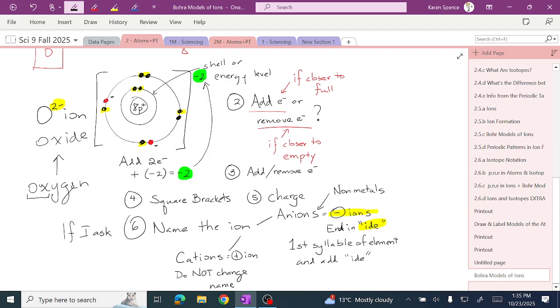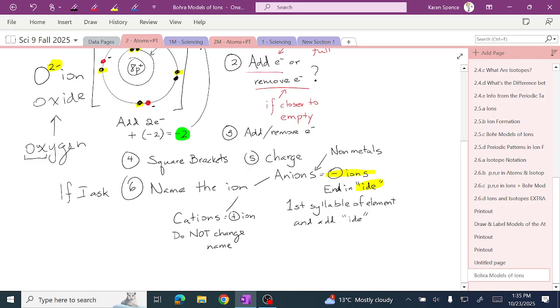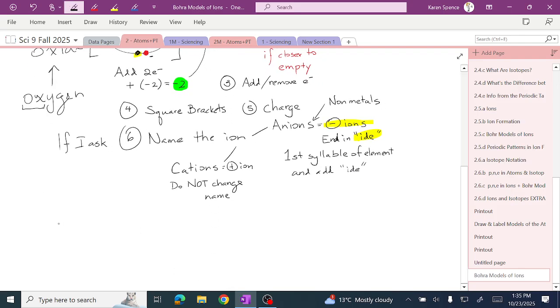Did you have a question or are you just moving your hand? Moving your hand. Okay, cool. All right, let's try another one. Magnesium.